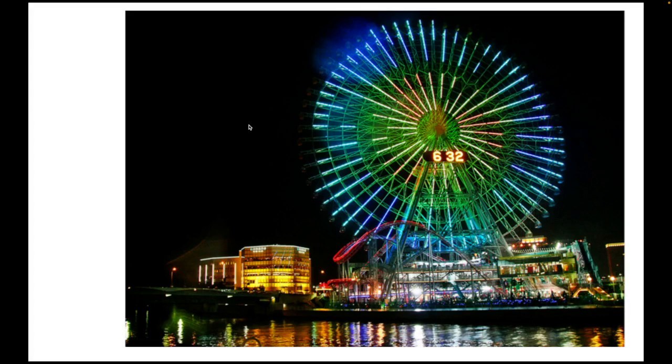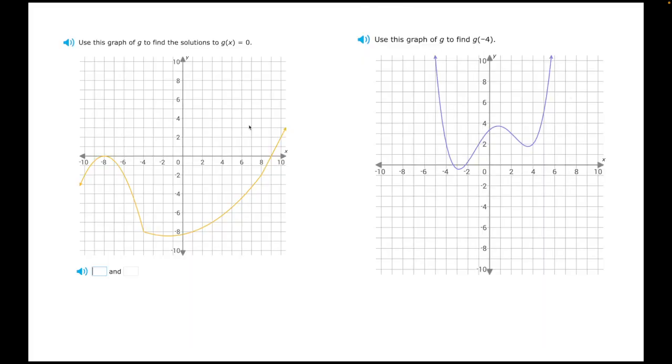All right, it's time to practice what we just learned. Go ahead and pause the video and try these 2 problems on your own. And when you're ready, you can unpause the video and we'll check your answers.